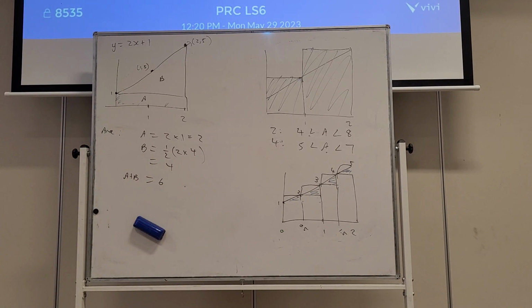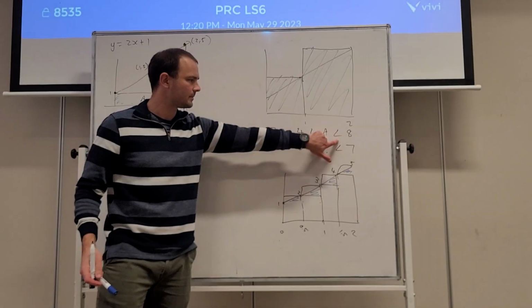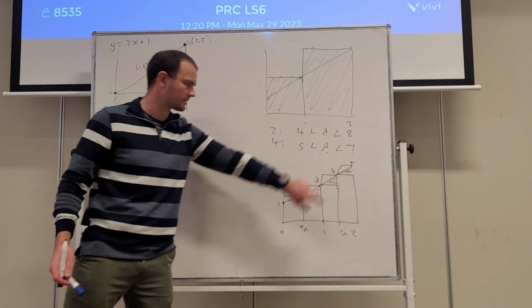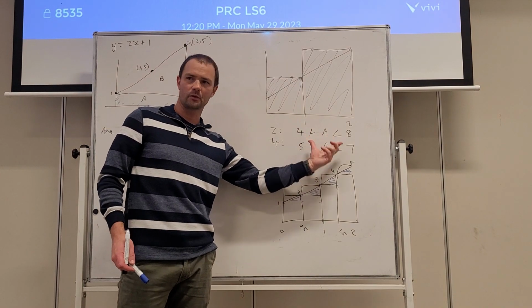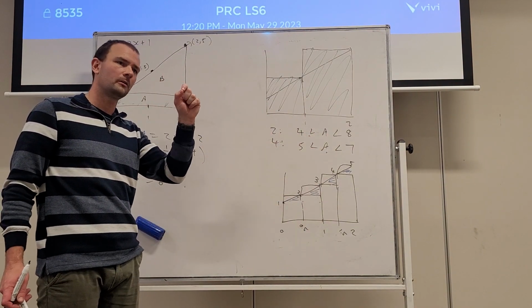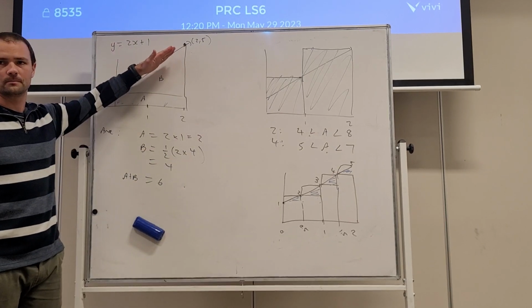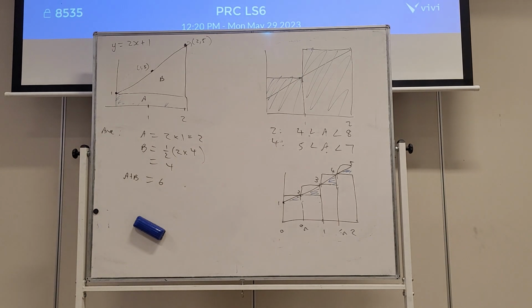Now it just so happens that the actual area is exactly halfway between those two estimates, the lower estimate and the upper estimate. This will only occur for a straight line function. For curves that will not be the case. One will be closer or further away. Alright, very good. Let's move on to the next example.